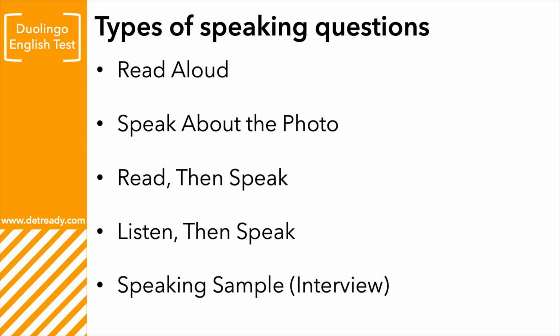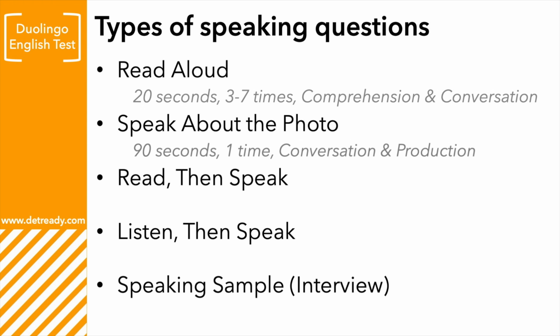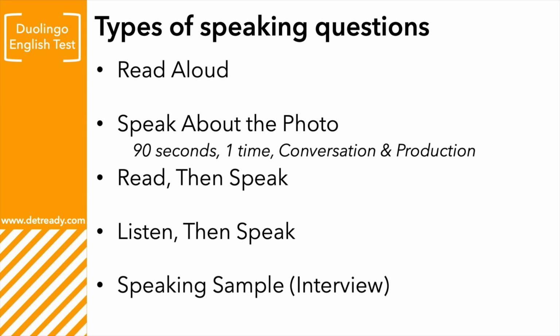Let's start by talking about the essential information of each of these questions. So here are the 5 speaking questions. For the read aloud question, you have to answer it in 20 seconds. You will have this between 3 and 7 times on the test, and it contributes to your comprehension and conversation subscore. Speak about the photo, you have 90 seconds. You only have this once on the test, and it goes towards your conversation and production subscores.